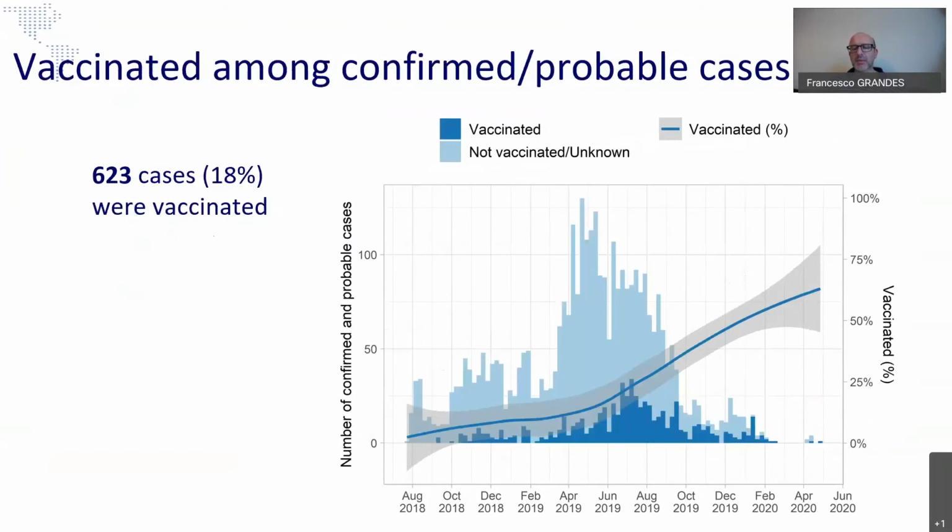Here we present the proportion of cases that were vaccinated. Overall, 80% of confirmed and probable cases were vaccinated. This indicator also improved very slowly over time, and there was a clear acceleration only from June 2019, during the second and major peak of the epidemic.